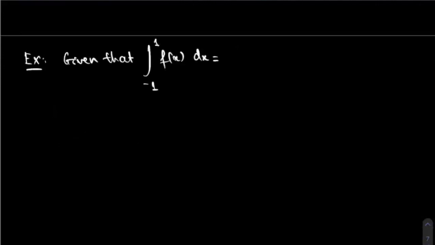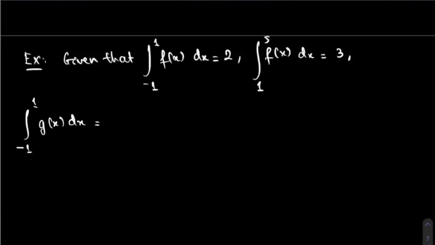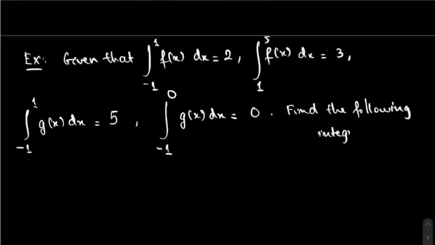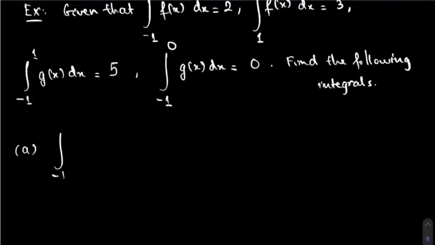To the next example. Given that the definite integral from -1 to 1 of f of x dx is equal to 2, the definite integral from 1 to 5 of f of x dx is equal to 3, the integral from -1 to 1 of g of x dx is equal to 5, and the integral from -1 to 0 of g of x dx is equal to 0. Find the following integrals. Part A is the integral from -1 to 1 of 2 times f of x plus g of x dx.